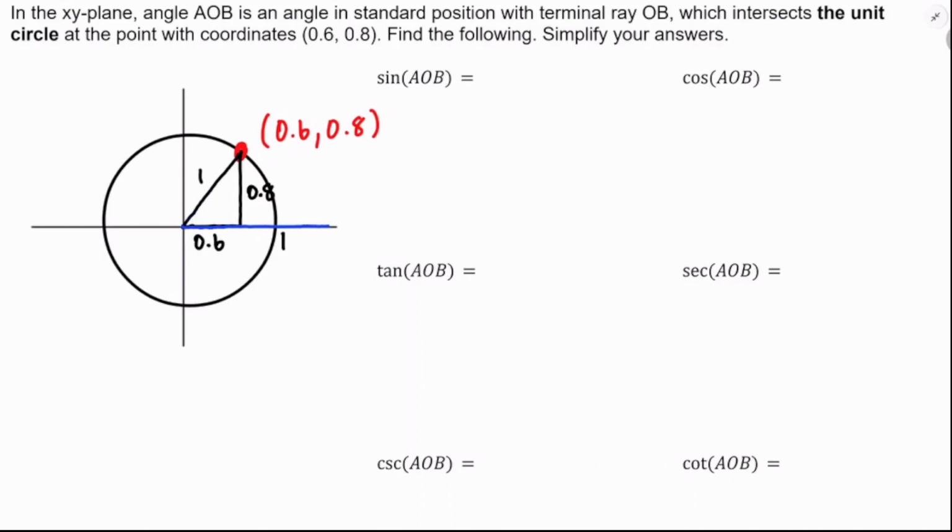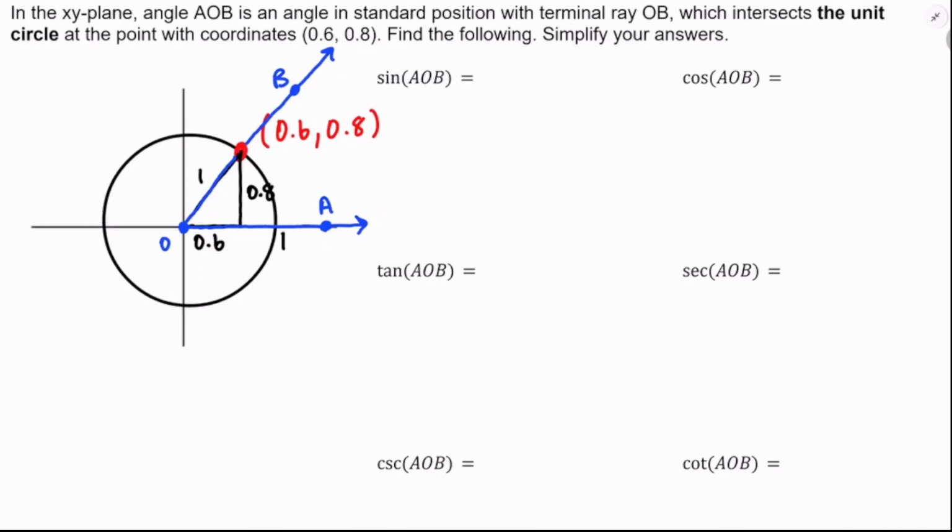Okay, so for the sine of AOB, maybe I'll go in and draw the rays. Maybe A is some point out here, O is the origin, and B is somewhere along this line. Maybe I'll put it out here, just away from my diagram. We're just saying OB intersected the unit circle at 0.6 and 0.8. We're not necessarily saying B is that point. But I've got a triangle that's plenty to get sine, cosine, tangent, secant, cosecant, and cotangent.